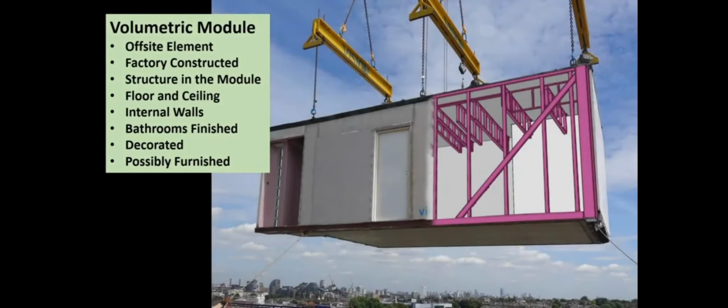This is a typical volumetric module. It's an off-site element. It's factory constructed. The structure of the building is included in the module, floor and the ceiling. The floor in this module is a concrete floor. Ceiling is lightweight steel. Internal walls can be included. Bathrooms can be finished. Rooms can be decorated, and depending on the use of the building, it can possibly be furnished.